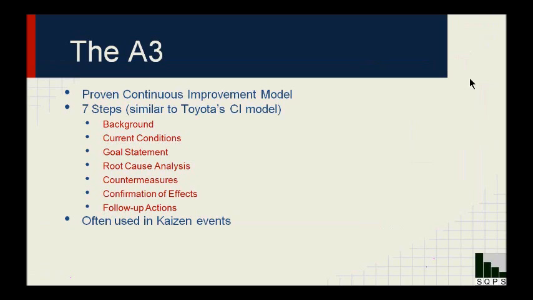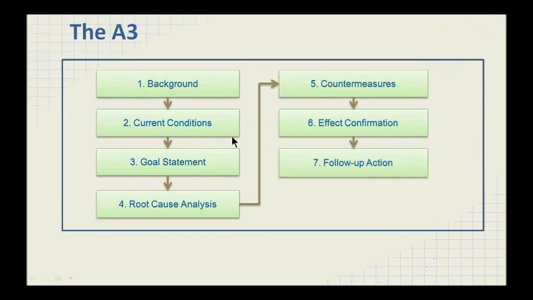So we have, as I mentioned, 7 steps, and often this program is used in Kaizen. The layout of the A3 model on the paper, or on the A3 paper, is there are 4 steps on the left and 3 steps on the right. You can see that the 4 steps on the left are background, current conditions, goal statement, and root cause analysis. This really, if you align it with the plan, do, check, act, 1 through 4 belong to the plan phase.